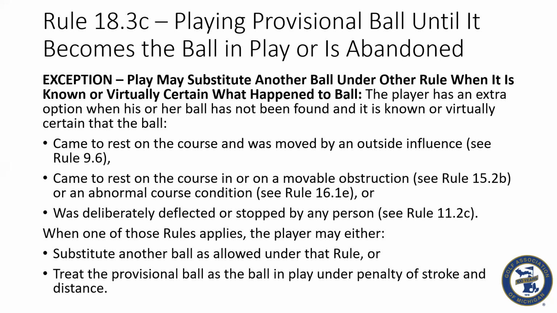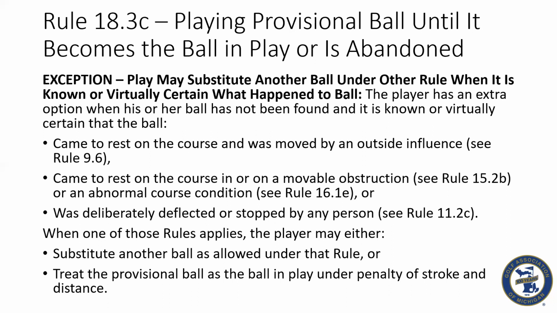And then when one of those rules applies, the player may either substitute another ball as allowed or treat the provisional ball as a ball in play under penalty of stroke and distance. So if I hit my ball and it ends up in a pipe in the middle of the trees in the forest, I know it's in there, but I can't find it. I can just say I'm not going to actually play from it. I'm just going to play my provisional, even though we're saying that we've, quote unquote, found our ball because it's known or virtually certain that it's there.